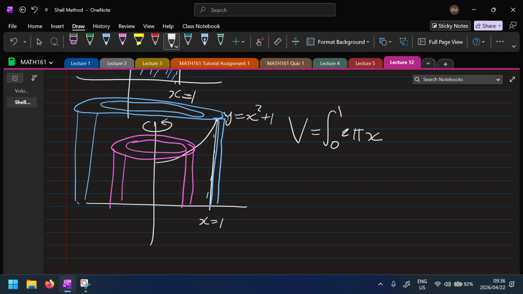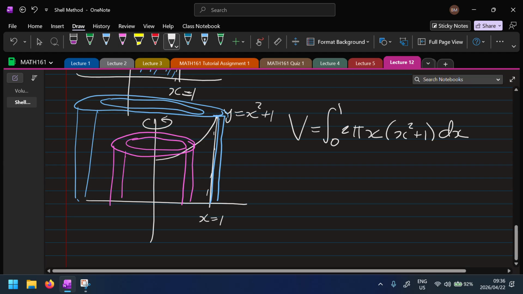Then we have the circumference, 2 pi x. And then the height of the shell, that will be from the x-axis up to the parabola. That's the height. And then dx, that's the little shell thickness. Okay, so it's all set up. Let's evaluate the integral, see what we get.